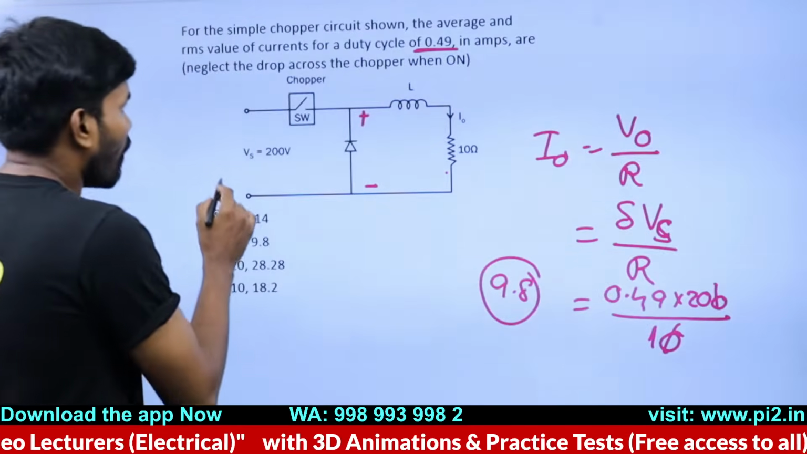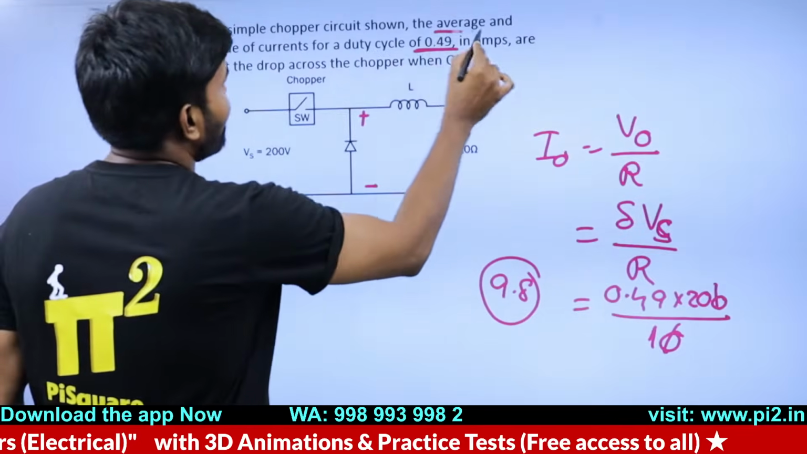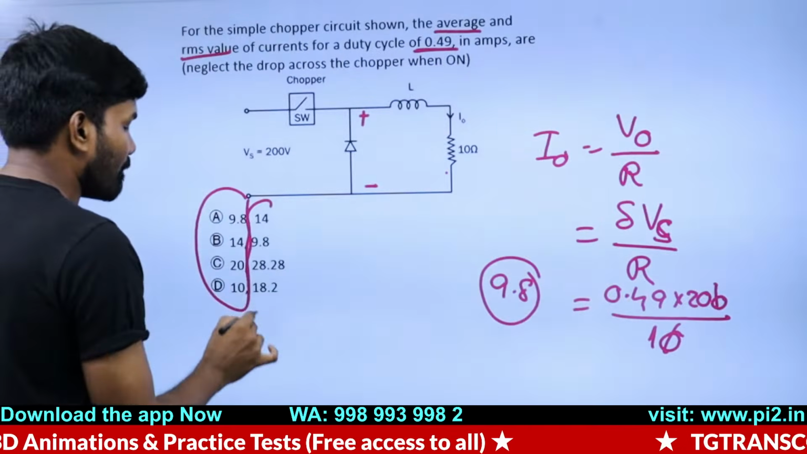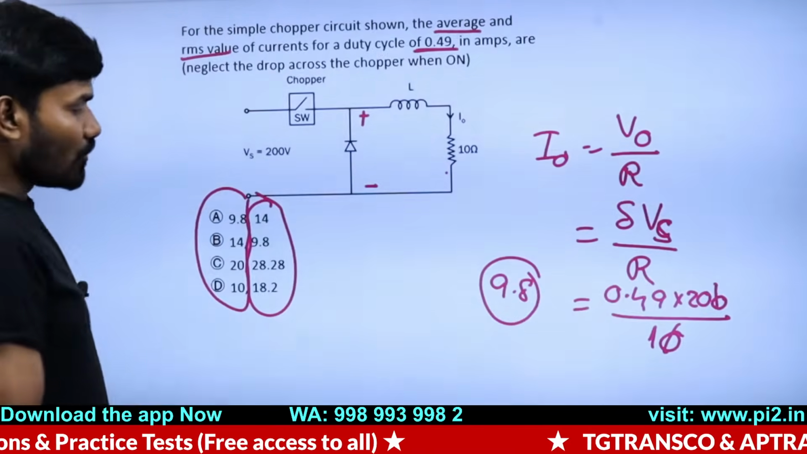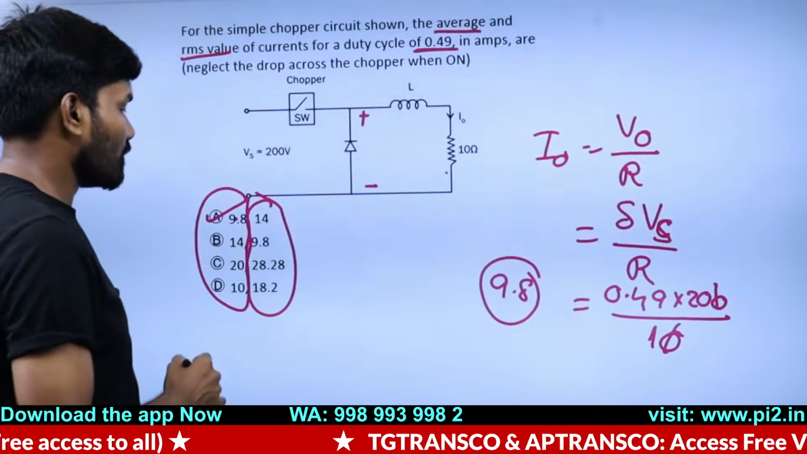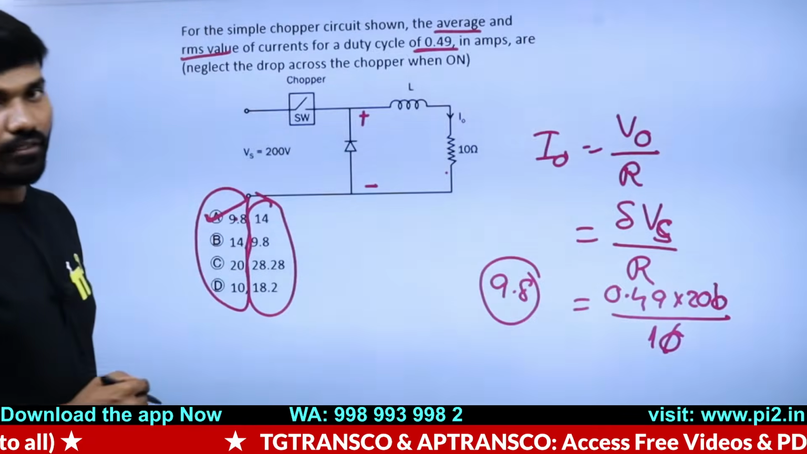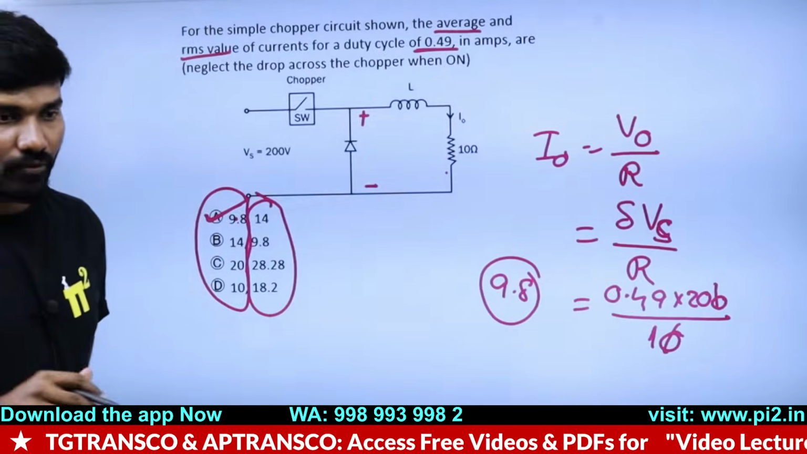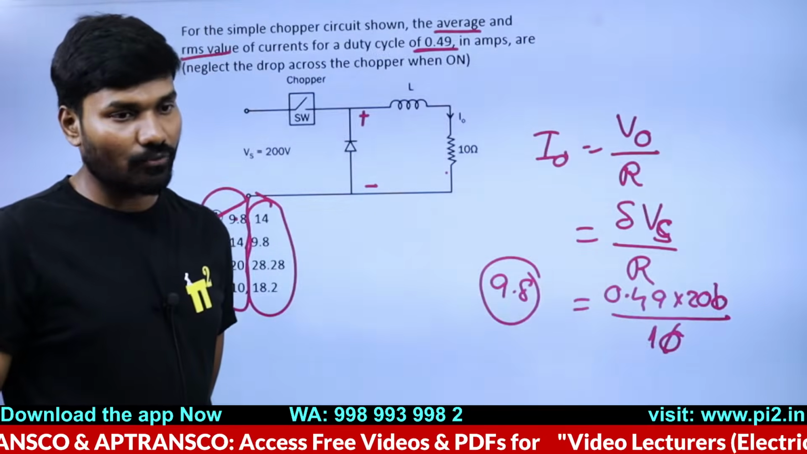Now, out of all of these, it is asked average first, then RMS. So all these are average values, and those are the RMS values. It is clearly given 9.8, so out of all these options, this is the only correct option. You don't have to find RMS, that's what Madhu Teja is pointing out.